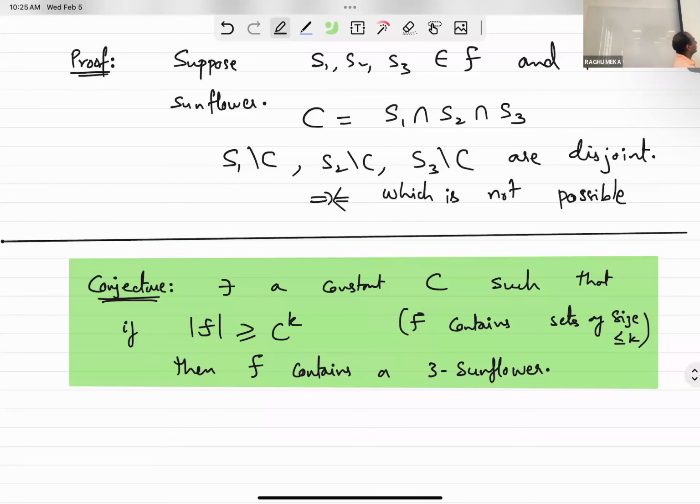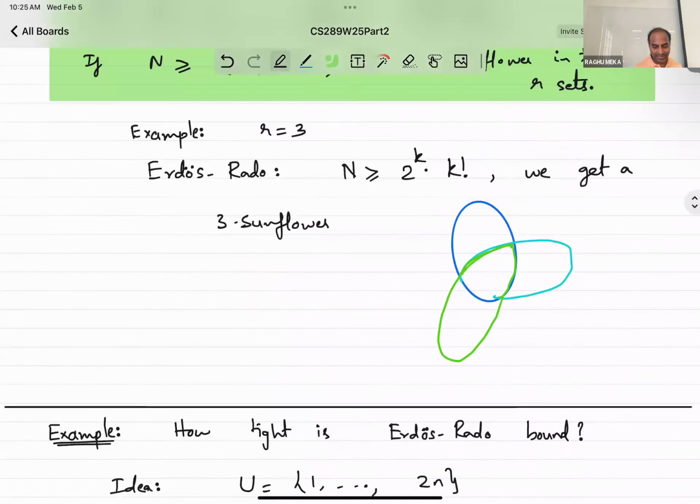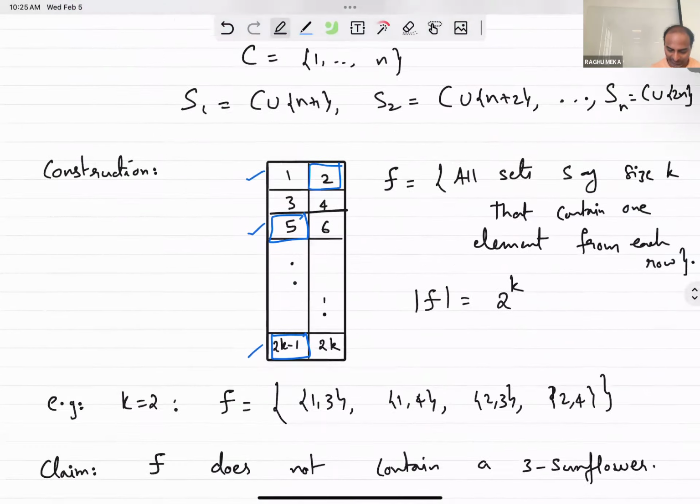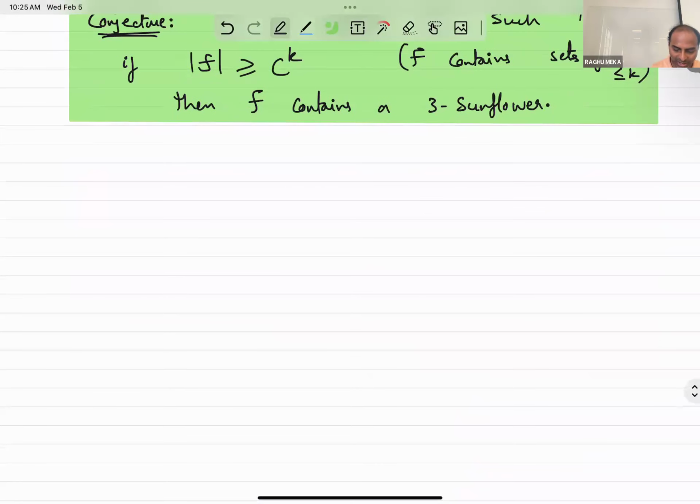Okay. So we know that there is a family of size at least 2 to the k, which contains no 3 sunflower. And the Erdős-Rado thing says that 2 to the k times k factorial will guarantee a 3 sunflower. And we don't know where the answer lies in between. The conjecture is that there should be some exponential factor which suffices to guarantee a 3 sunflower. Okay. That's for the case of finding a 3 sunflower. Now, how about an R sunflower?